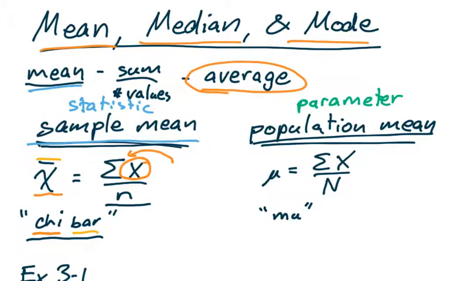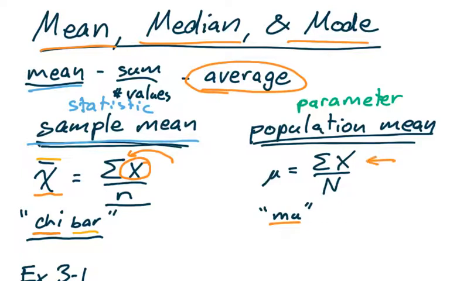And here, for the population, this one is the Greek letter mu. So think kitten, not cow. It's not moo, it's mew.